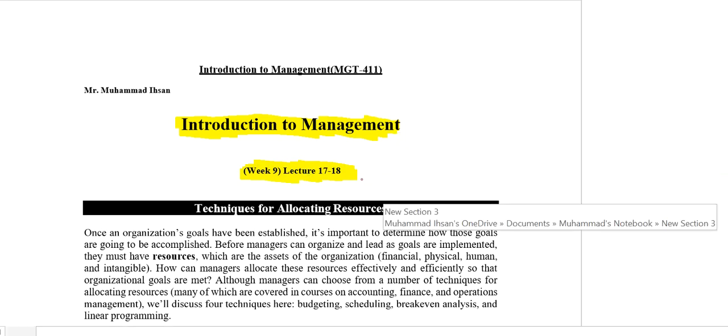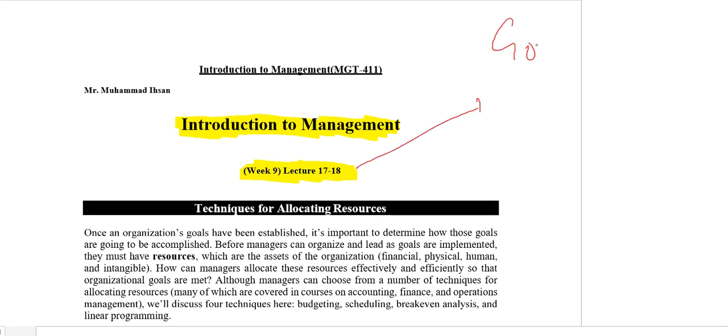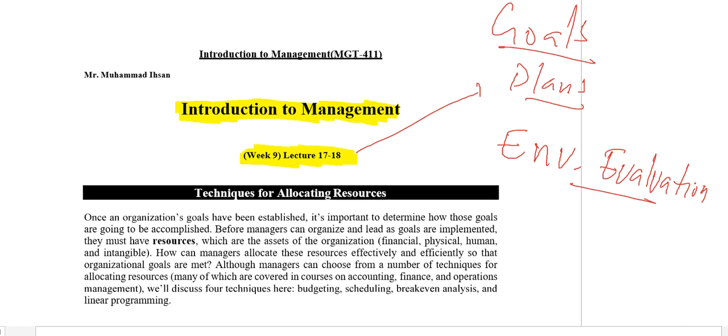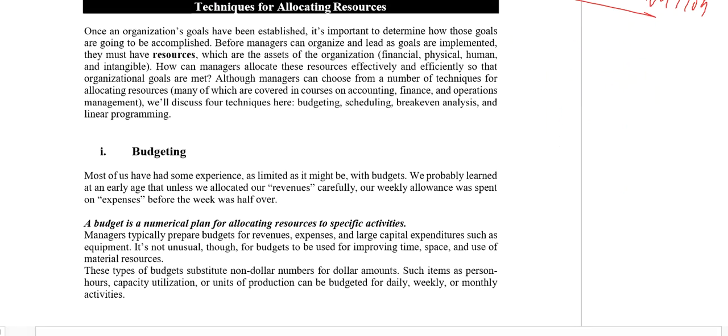Students, in previous weeks, we discussed goals, then we discussed plans, then we discussed environment, evaluation, like competitors' intelligence, benchmarking, forecasting, and in this video we will try to understand the techniques for allocating resources.